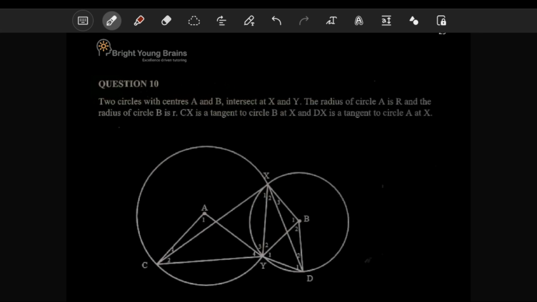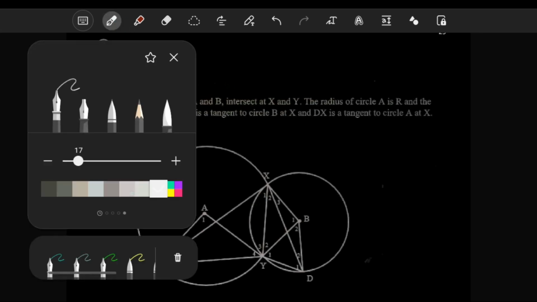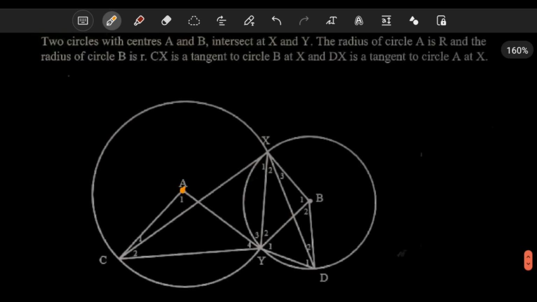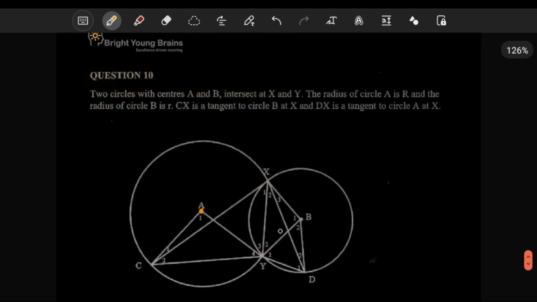On this last question, we can clearly see we're given a weird sketch. This one you kind of need to analyze what we can, but not too much, otherwise we're just going to go in circles here. It says two circles, pun intended. It says two circles with center A and B intersect at X and Y. So they cut each other over there and over there. And then they said the radius of circle A is R.